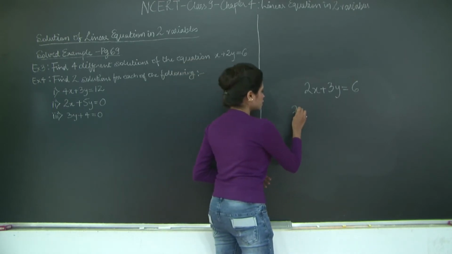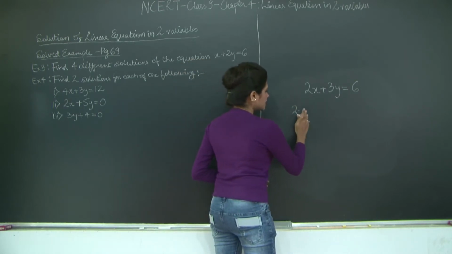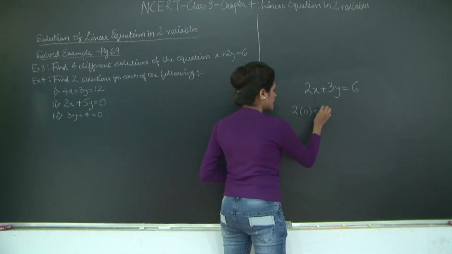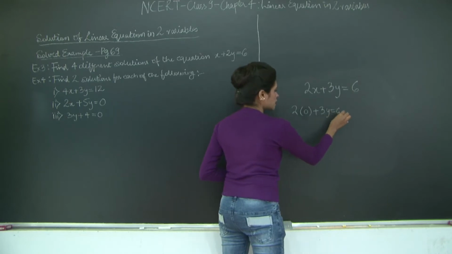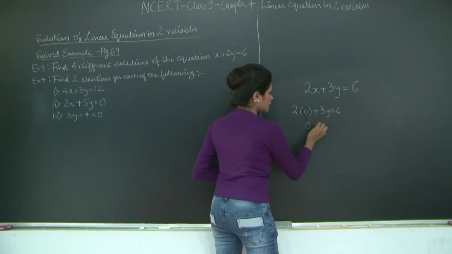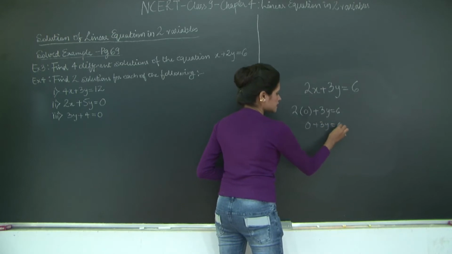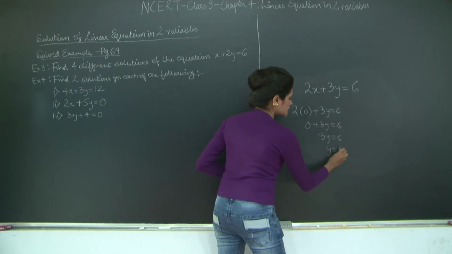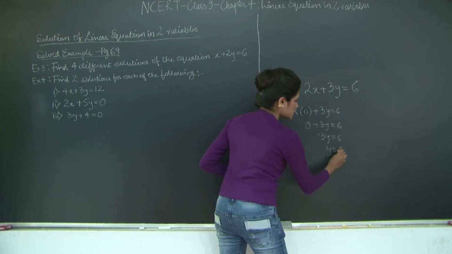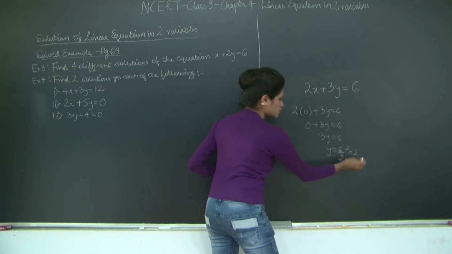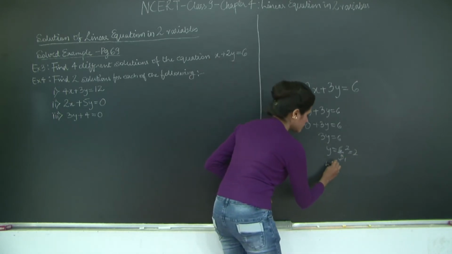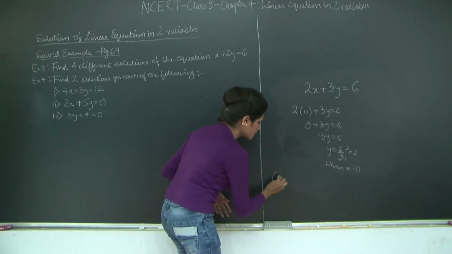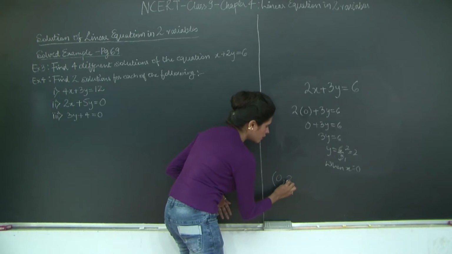So let's check 2x plus 3y is equal to 6, and I substitute x is equal to 0 in the first instance. What do I get? 2 into 0 plus 3y is equal to 6. So this is going to be 0 plus 3y is equal to 6, which is nothing but 3y is equal to 6 and y is equal to 6 upon 3, which is 2, since 3 twos are 6. So y is equal to 2 when x is equal to 0, right? So one solution would be 0 comma 2.